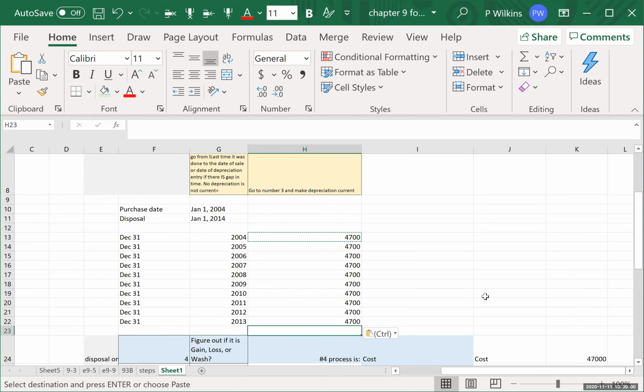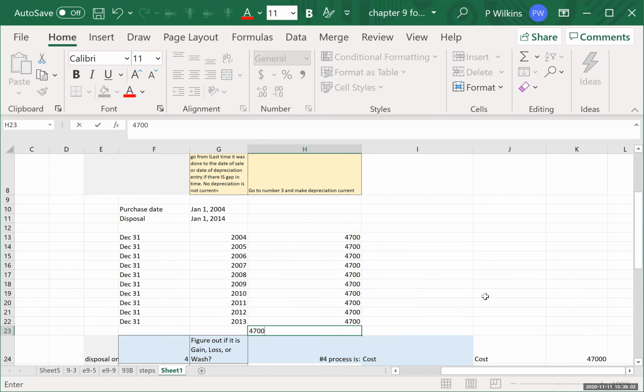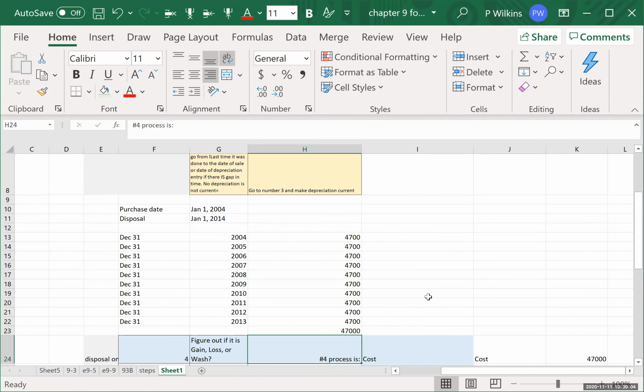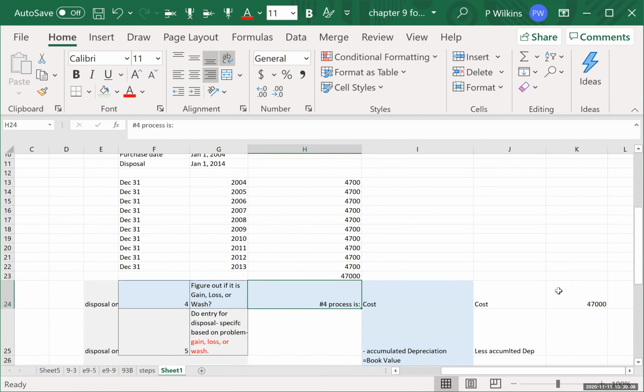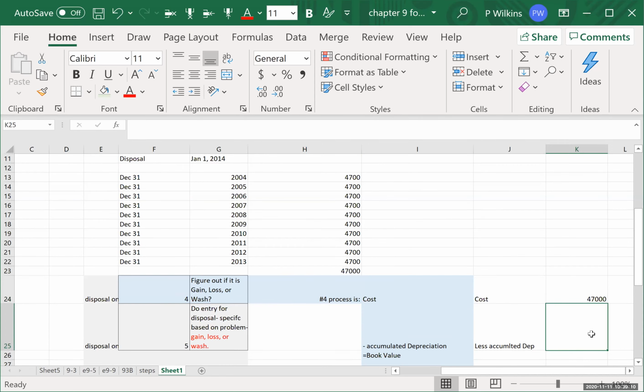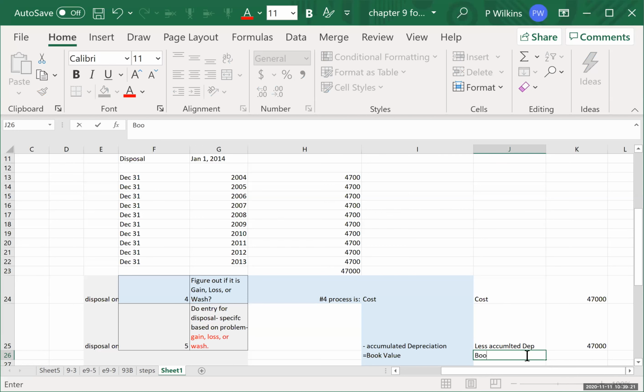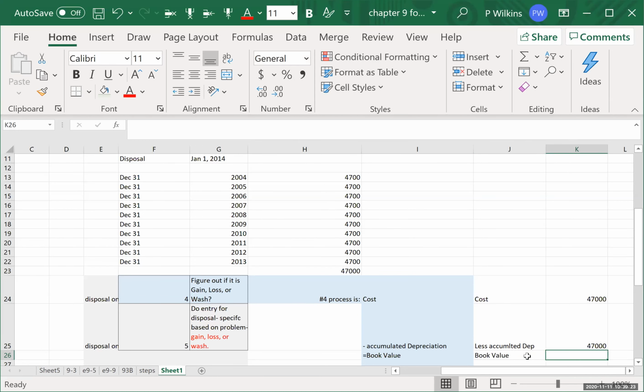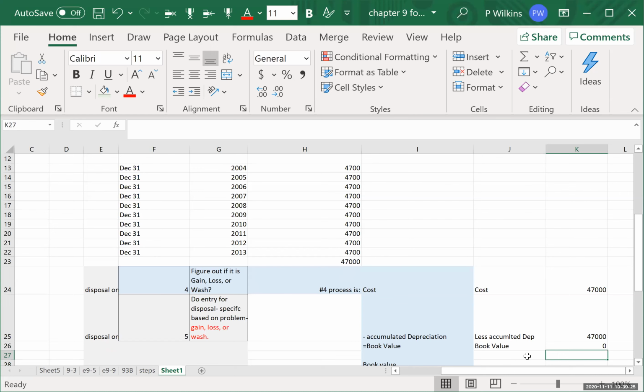So we're going to add up all of that depreciation there. So that's 10 years. So that comes to $47,000. So the accumulated depreciation for this asset is $47,000. And this is what they call a fully depreciated asset. It's been fully depreciated, which means we used up all the depreciation. So we've got the cost of $47,000 less the accumulated depreciation of $47,000. That means we have a book value of 0. So cost minus accumulated depreciation gives us our book value.